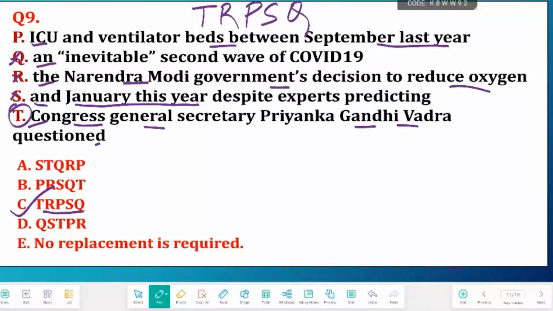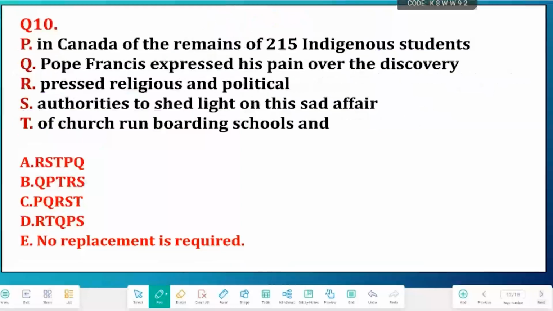Okay, so let's move on to the next one. Now, the P statement is saying: in Canada of the remains of 215 indigenous students. Okay, Pope Francis expressed his pain over the discovery, pressed religious and political authorities to shed light on this sad affair of church run boarding schools. And okay, so you have again roughly a couple of minutes to solve this, and your time starts now.